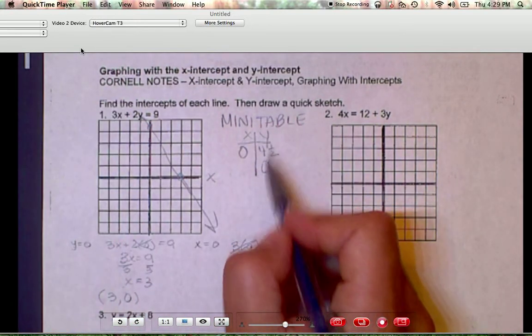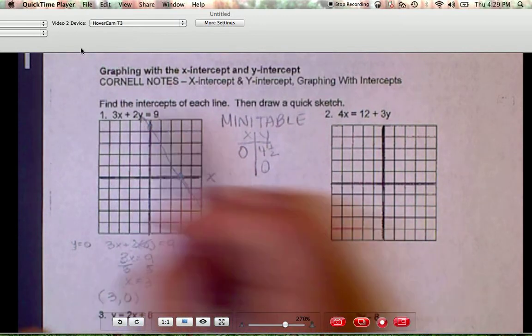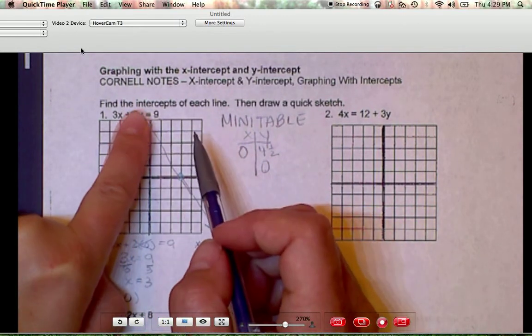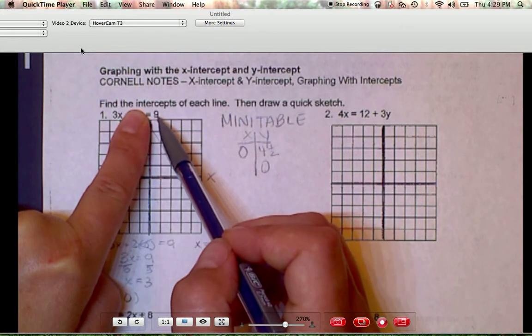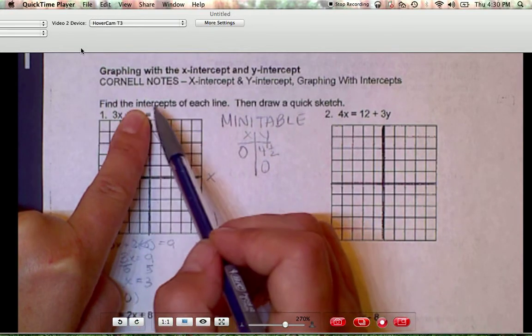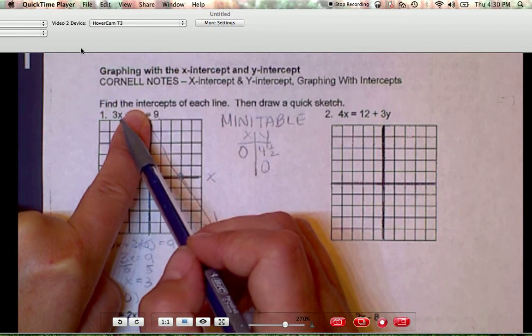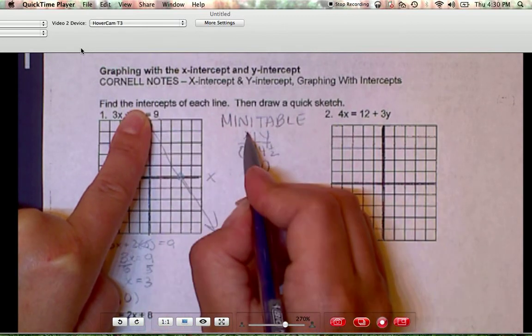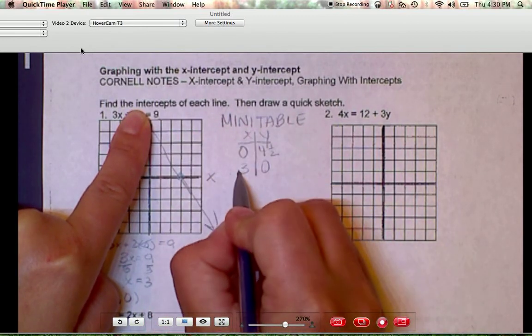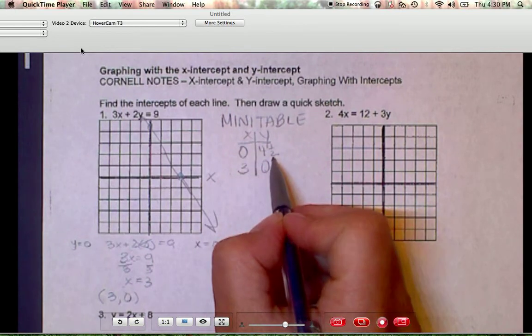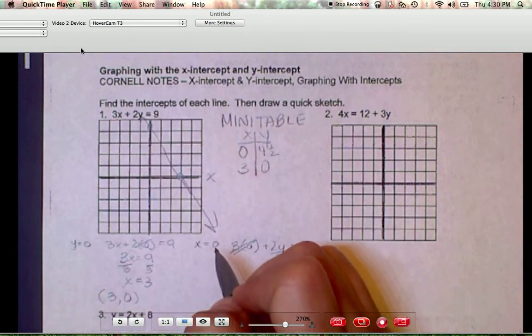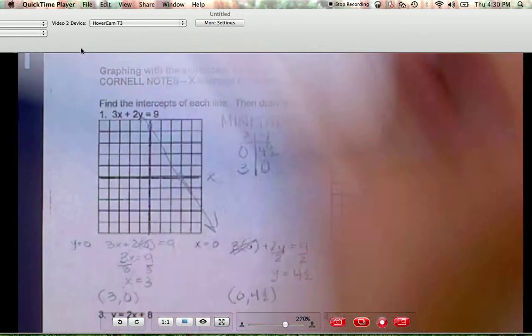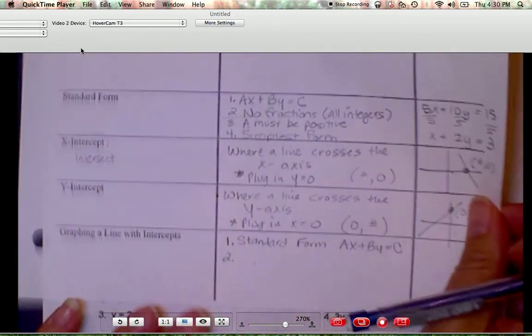Now when I go to do y equals 0, when I plug in y equals 0, that one's going to drop out, so I'm left with 3x equals 9. So in my mind I'm saying I'm going to divide both sides by 3, and that gives me x equals 3. So in the x column I get x equals 3. And then these are your 2 points, 3, 0, and 0, 4.5, and you plot them. Okay?